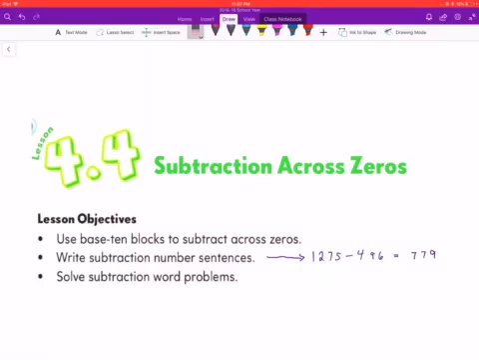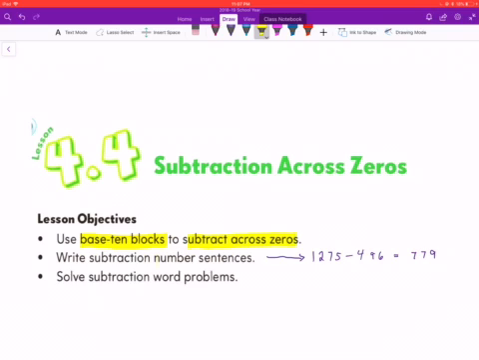Afternoon, boys and girls. Here we are with math, lesson 4.4, subtraction across zeros. What we're going to be focusing on in this particular lesson is using base 10 blocks again. We're going to use the iPad app to see how that regrouping looks, except we're going to be doing it as subtraction across zeros. And you're going to see you're going to have to do a lot of regrouping before you can even take anything away. You're going to see a lot of dominoes, kind of like a domino effect.